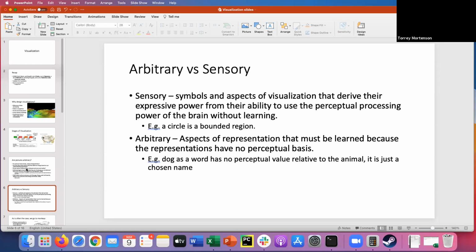And so that's your golden goose there. If you can create visualizations that are sensory more than arbitrary, you're in a good spot. Lower training needs, all sorts of things. Arbitrary ones are ones that we have to teach. They don't naturally possess something that your visual system can manage. We have to give your visual system, through learning, a schema to understand what to do with that information. So dog as a word has no perceptual value relative to the animal. It's just a chosen name. It doesn't describe a shape or anything like that.